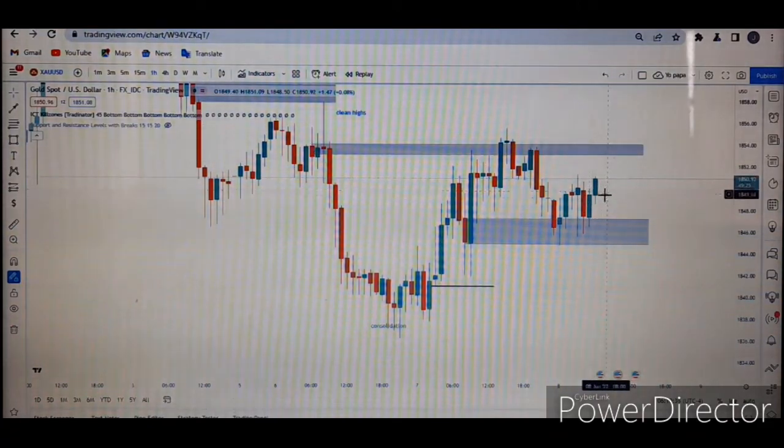As we're talking, this is a live trade. You can see this is a live trade. The market, actually I took another trade from here.